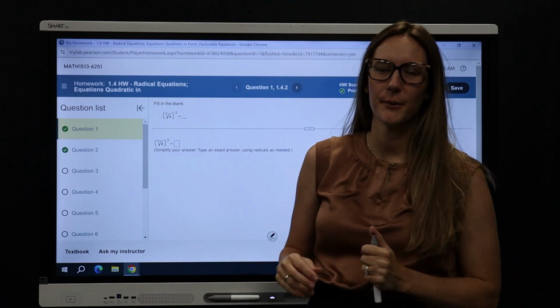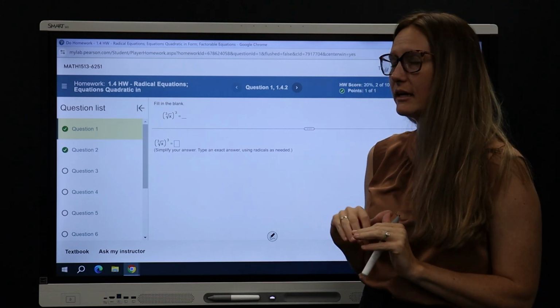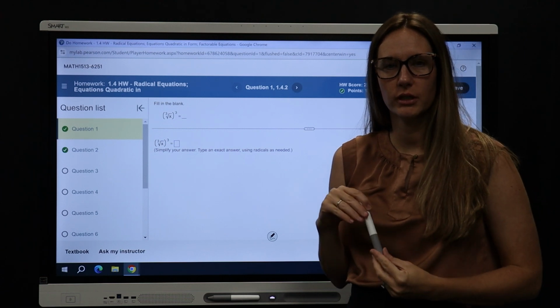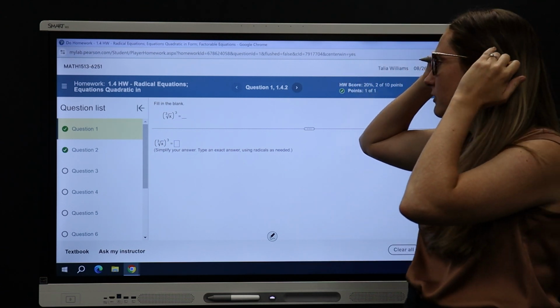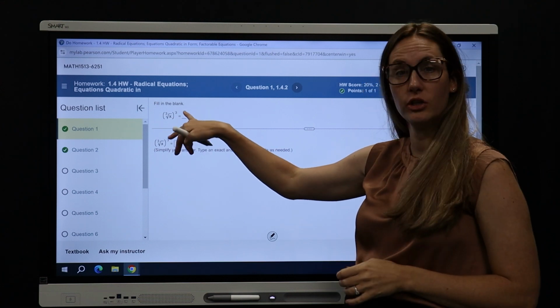Hello everyone, we're going to be going over radical equations today. This is lesson 1.4. So starting off, we have the cubed root of x cubed.